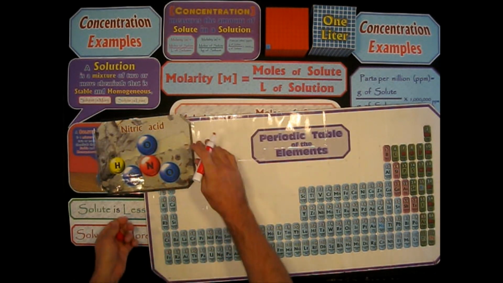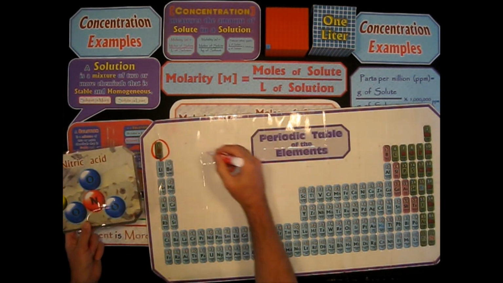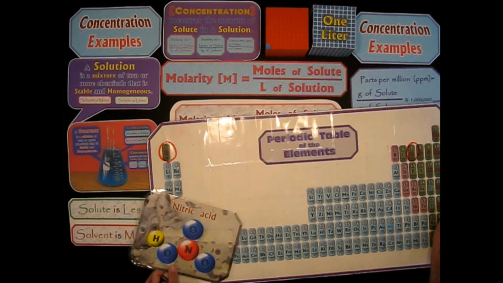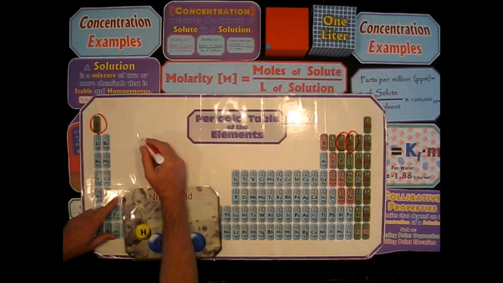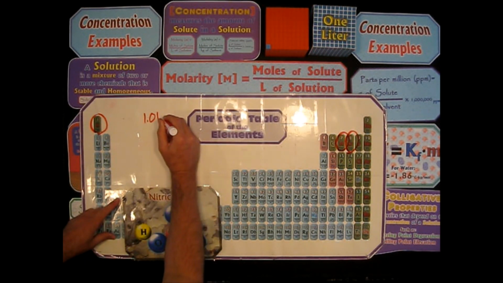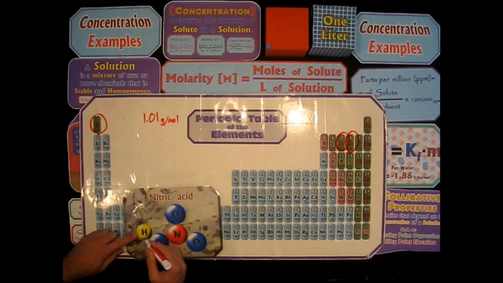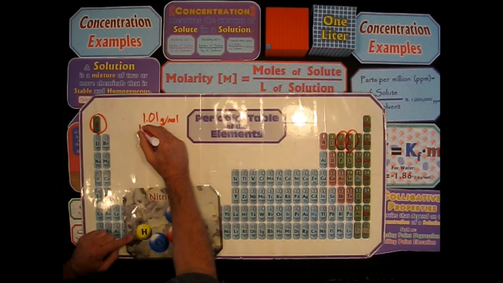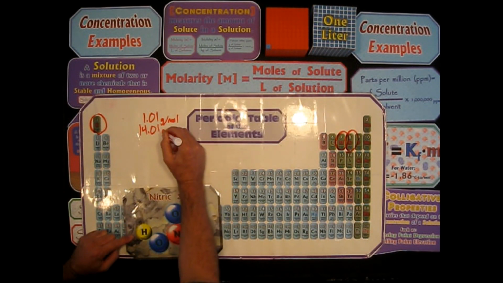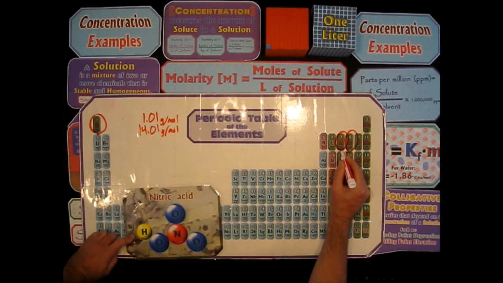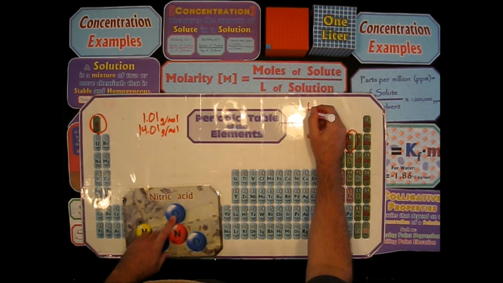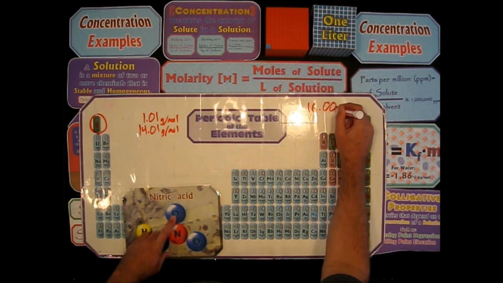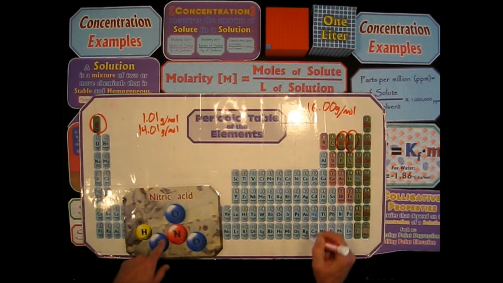So let's see, we've got hydrogen, we've got nitrogen, and we've got oxygen. So let me write them out. 1.01 gram per mole for the hydrogen, 14.01 gram per mole for the nitrogen. And oxygen is 16.00 grams per mole. But how many are there?